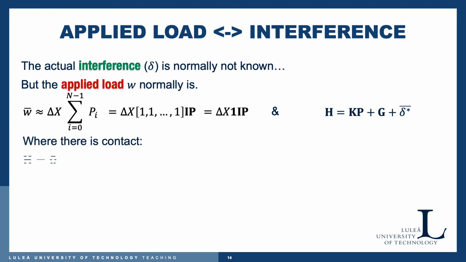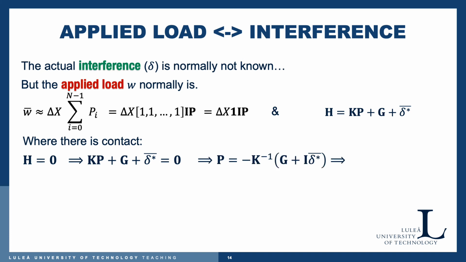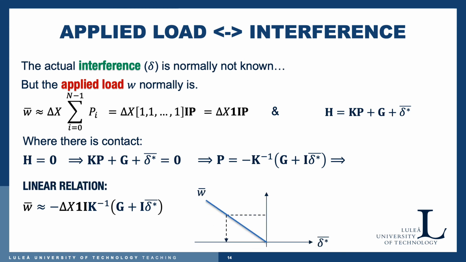And where there is contact, we know that the deformed gap is 0. And this means, of course, that if the left-hand side of the equation is 0, then the right-hand side of the equation is 0. And we can solve P from this equation by matrix inversion, or solve it by Gaussian elimination. Which means that we can plug it into the expression for the applied load, and we can clearly see that the applied load is linearly related to the interference. And this is illustrated in the figure down here.